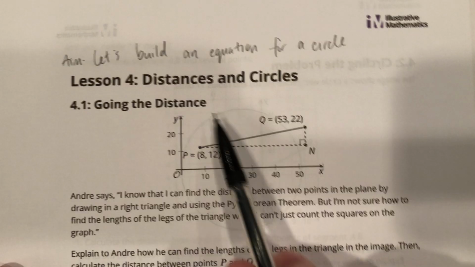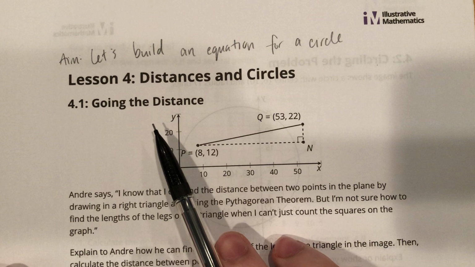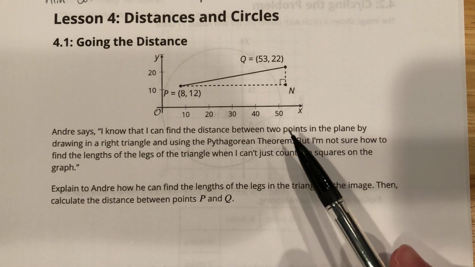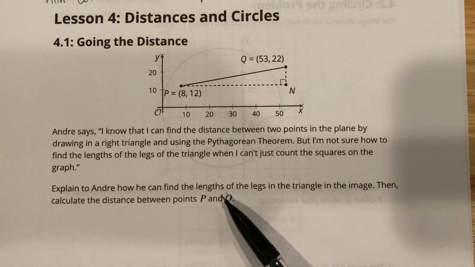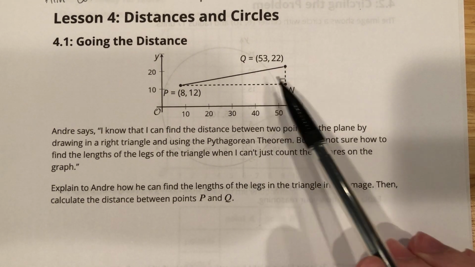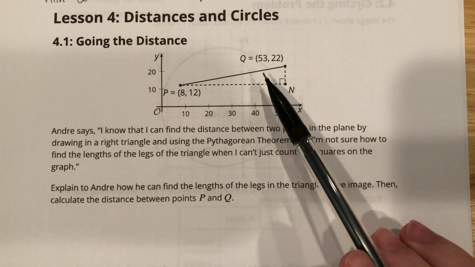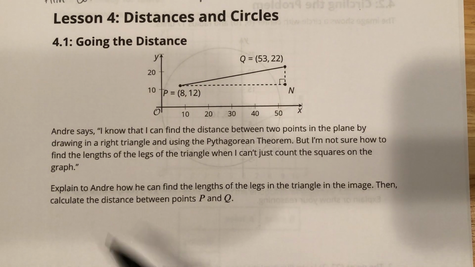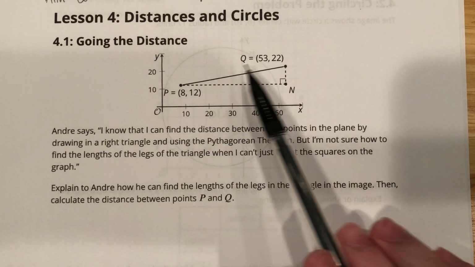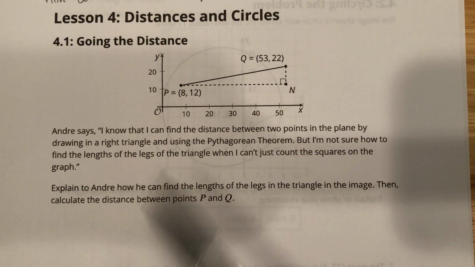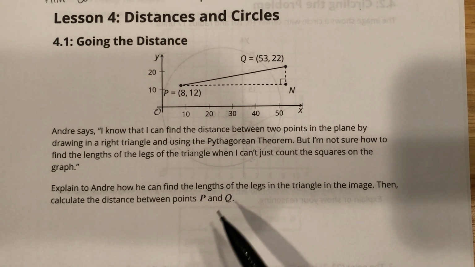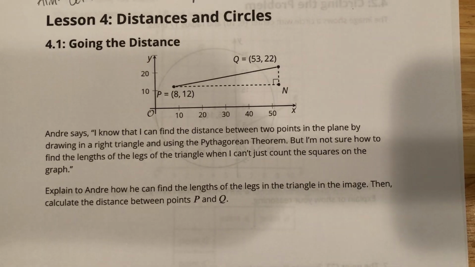All right, lesson 4, distances in circles, 4.1, going the distance. So this first part, read what Andre says and explain how Andre can find the legs of the triangle, meaning these two sides that are adjacent to the right angle, not opposite, right? The opposite side to the hypotenuse. And then they also want you to find the distance between P and Q, that is the hypotenuse. So find the distance of those three sides. All right, so explain how we can do that and then find them as well.